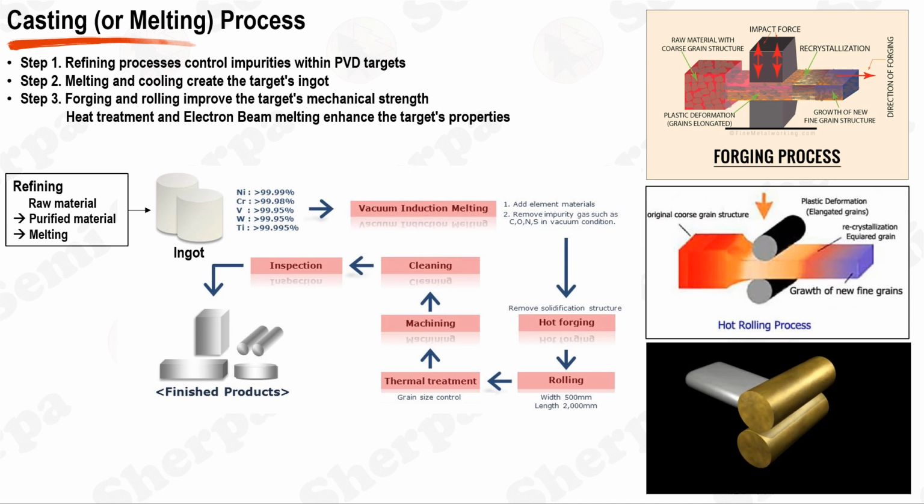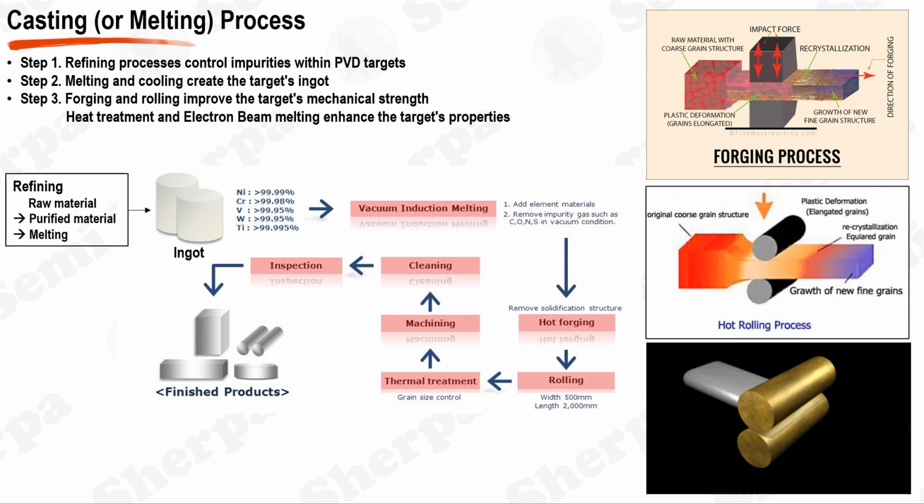Following refining, the melting and cooling process begins. This phase involves the production of an ingot. Vacuum induction melting, VIM, is commonly used at this stage. VIM has the advantage of being able to remove gaseous impurities such as carbon, oxygen, nitrogen, and sulfur, which are detrimental to the performance of the sputtering target.